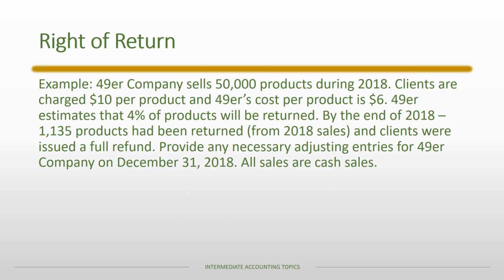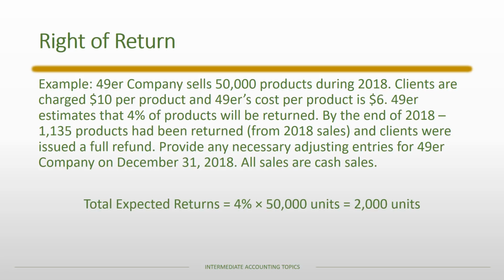So we have a company that sells 50,000 products in 2018. I give you a price and a cost. They estimate that 4% of the products are going to be returned. I note here that 1,135 products have already been returned, and the clients have already been issued a refund. The issue here is, do we need to make an adjusting entry, and if so, how much?